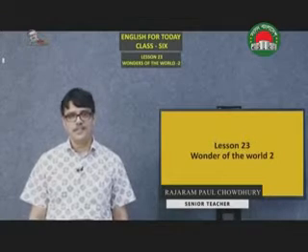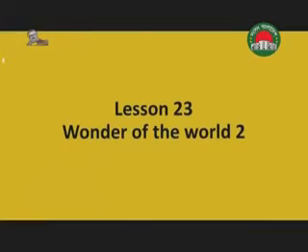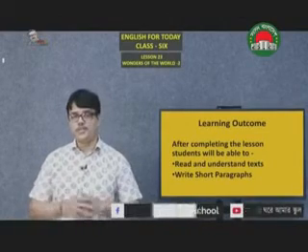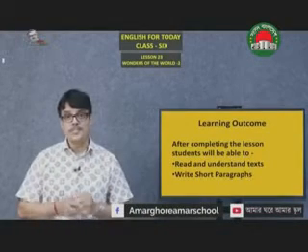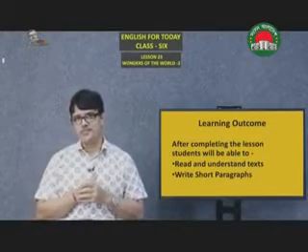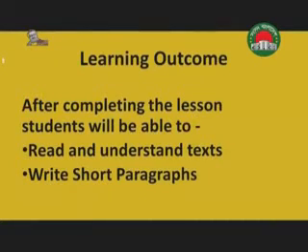Class 6, Lesson 23. The lesson title is Wonder of the World 2. Before starting the lesson, my students, we will see what we are going to learn today. That is called the learning outcome. After completing the lesson, we will be able to read and understand the text and write short paragraphs.